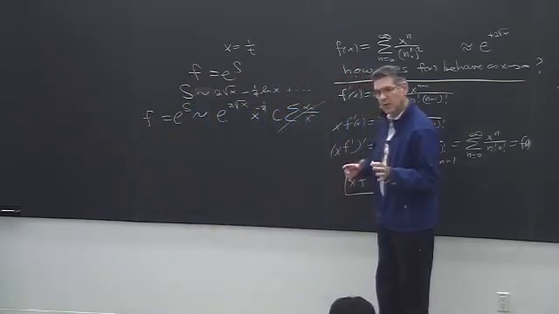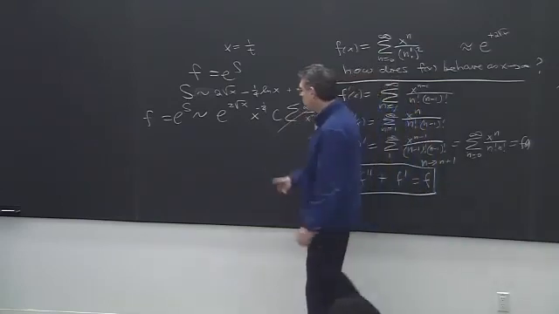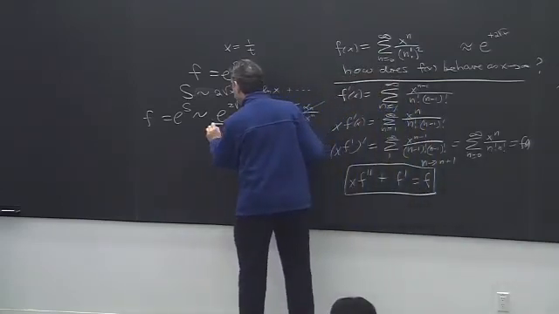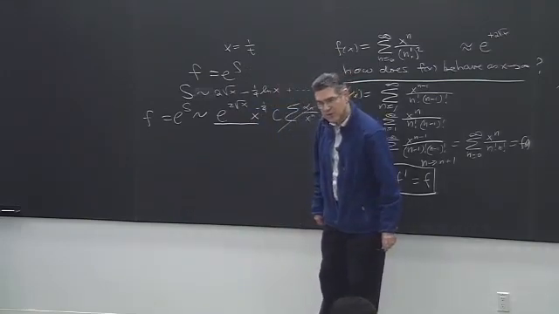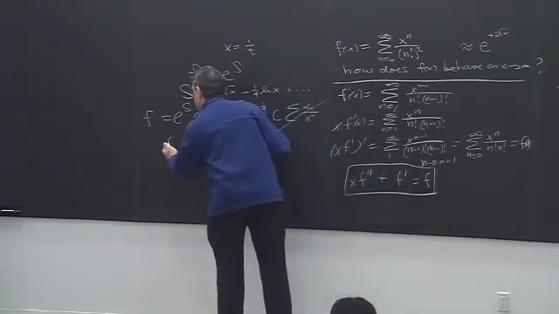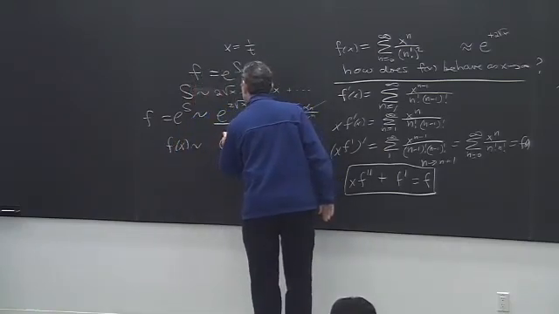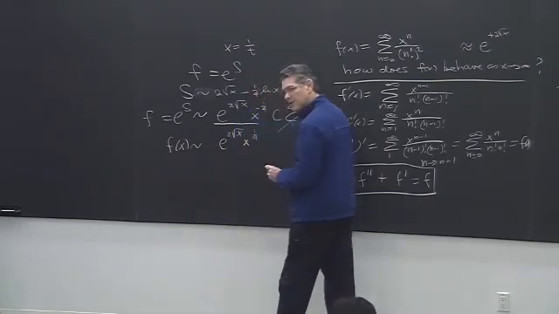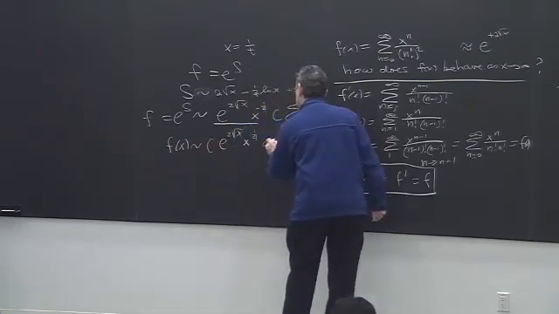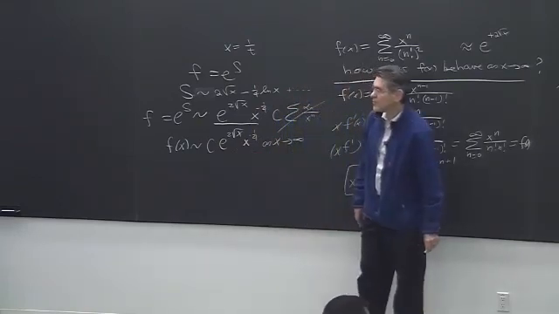But let's ask the following question. Suppose we just forget this series. Suppose we just study this simple asymptotic approximation. How accurate is it? We are claiming that f of x is asymptotic to e to the 2 square root of x, x to the minus 1/4, times some constant as x goes to infinity. How accurate do you think that is?